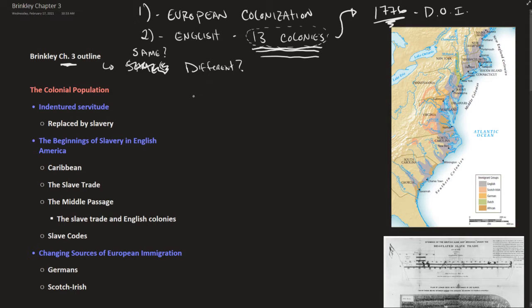Some of the trends that we already talked about was the transition from indentured servitude to African slavery. Certainly by the time of the American Revolution, slavery is what we might say is the predominant labor system in the South.